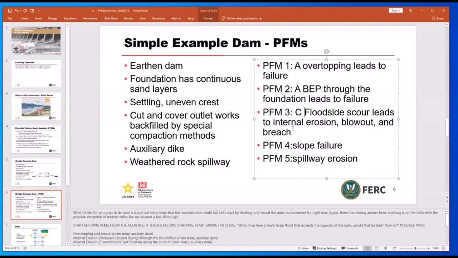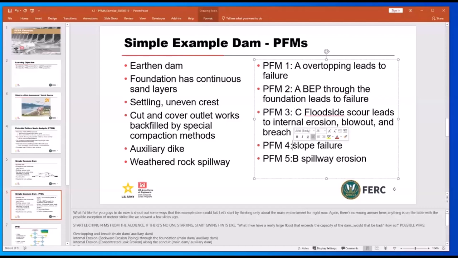Let's go through some of the others and see if we can maybe even send an intern out to take a couple of pictures or dig through the files a little bit. Slope failure. So let's say this dam is like 50 years old. Original designs indicate it's got positive factors of safety. We don't really have any signs of distress. What do you guys think about that?